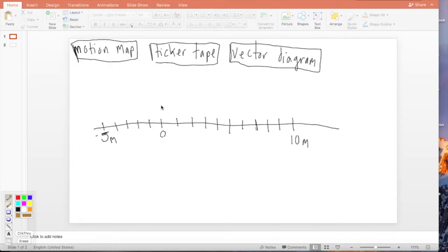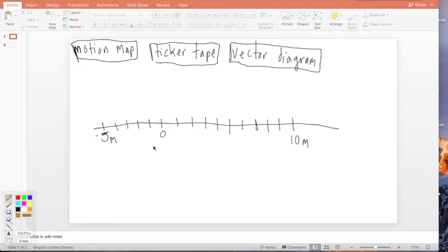The first type of model I want to show you is known by several different names. Sometimes it's called a motion map, a ticker tape diagram, or a vector diagram. Really, in my eyes, they're all the same. So let me show you real quick a little bit about how these work.